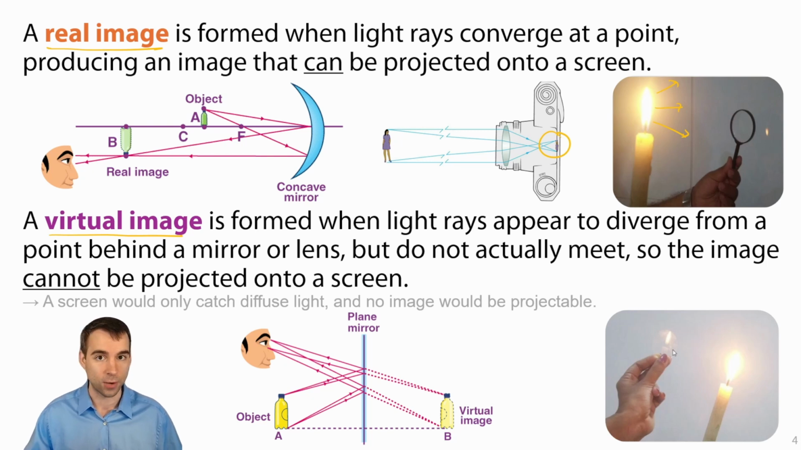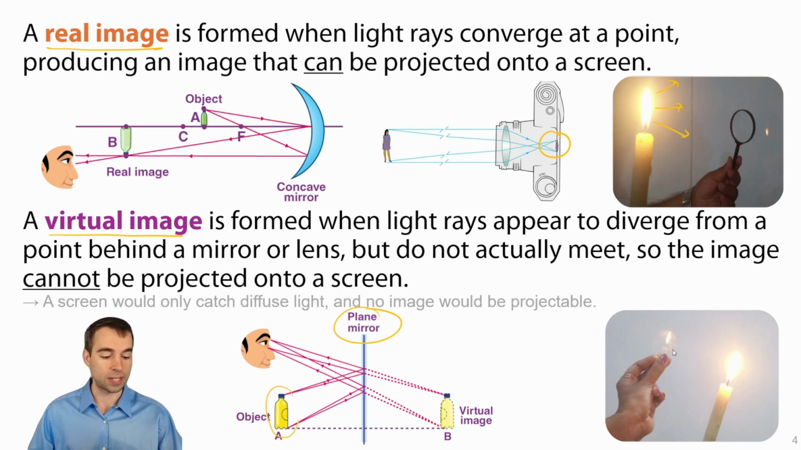We contrast this with a virtual image, which is formed when light rays diverge from one single point and do not converge onto a single point. And these virtual images cannot be projected onto a screen. If we were to try to project this onto a wall or screen, it would just appear as a diffuse, blurry object.